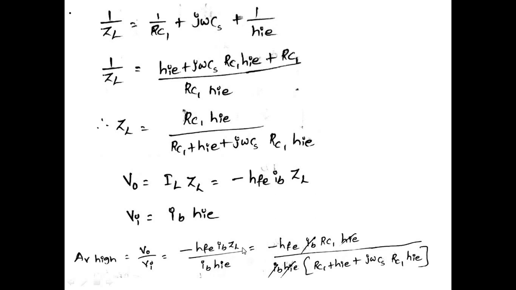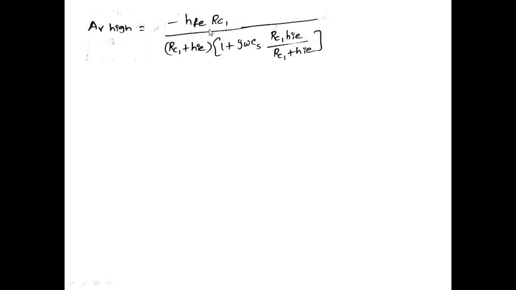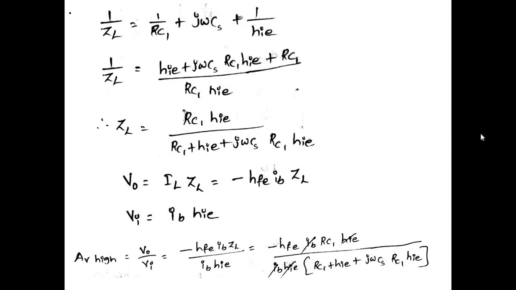And you substitute the formula for ZL: minus hfe into IB into RC1 into hie divided by IB into hie, divided by RC1 plus hie plus j omega Cs into RC1 into hie. IB hie gets cancelled. Then we will get AV high is equal to minus hfe into RC1. In the denominator, take this RC1 plus hie as a common. From this factor, take RC1 plus hie as a common.